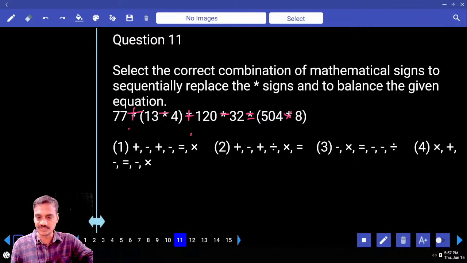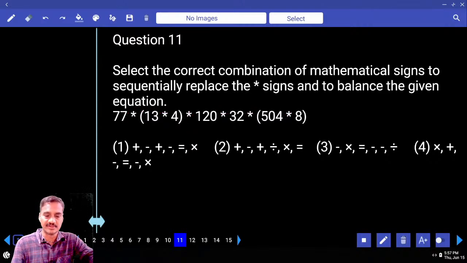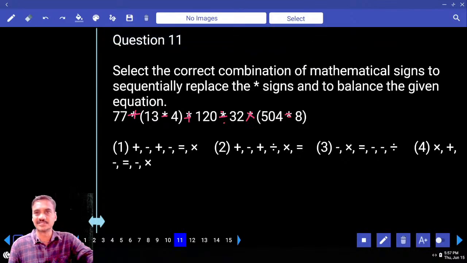Then coming to choice 2. In choice 2 also, where do we get multiplication? Then plus, minus, now this is plus and this is division and this is into. Now into this is equal. Is there a chance of that happening? No. Then next one, third one.